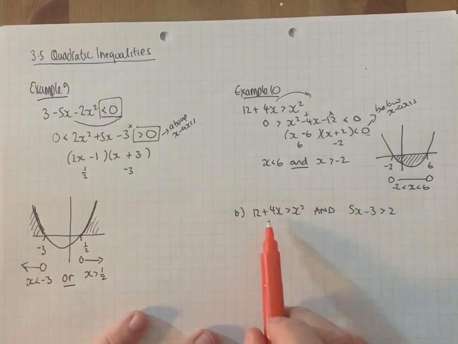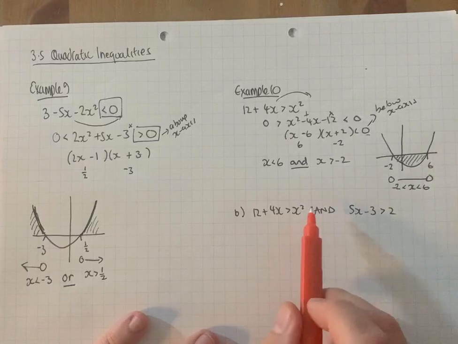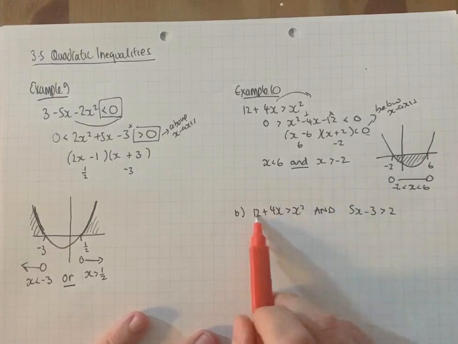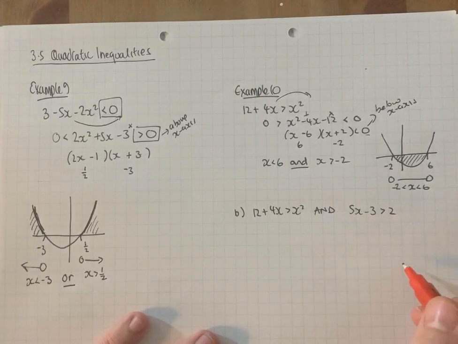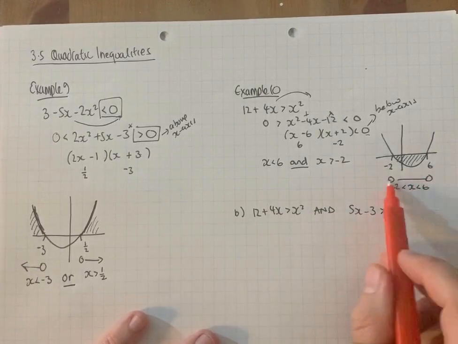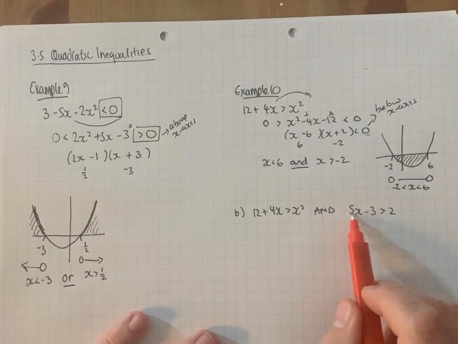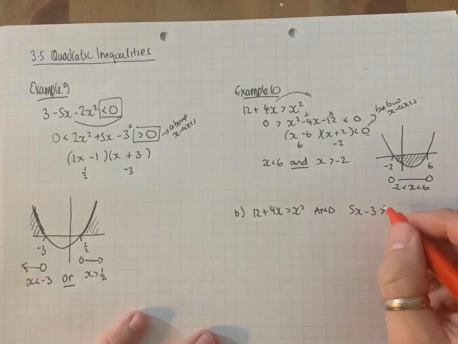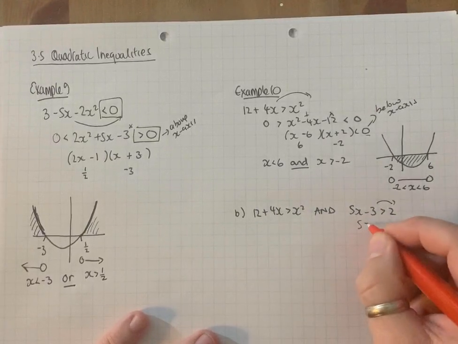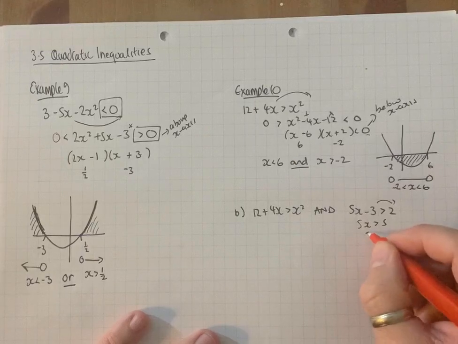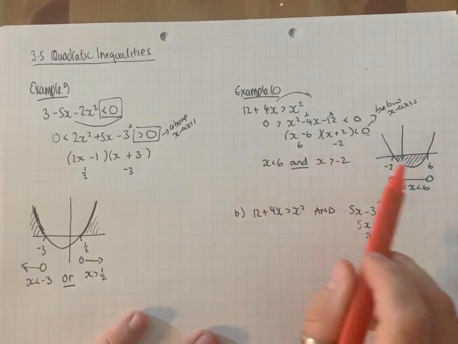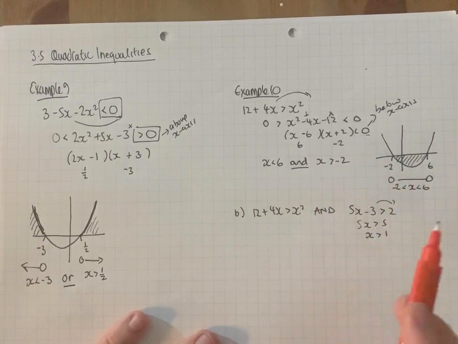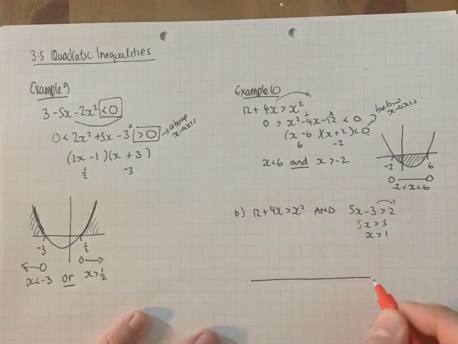Part B for this wanted the solution to the quadratic we've just solved, and 5x take away 3 is greater than 2. So it's got to be in this region and whatever the solution to this is. So take the minus 3 over, 5x is greater than 5, divide by 5, x is greater than 1. Now I'm going to show all three of them, or the combined one, on a single number line.